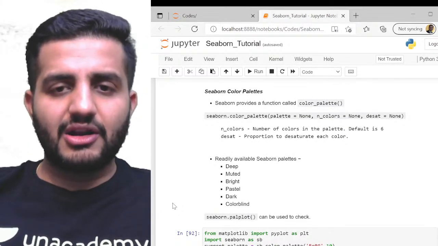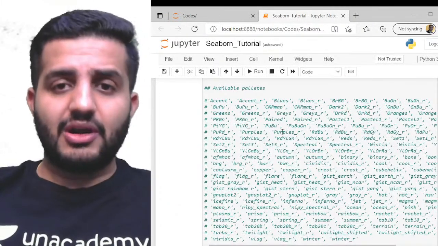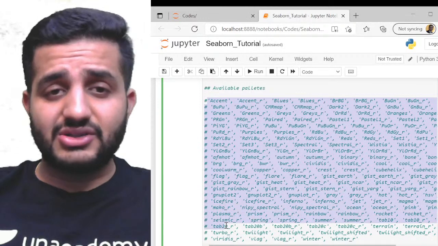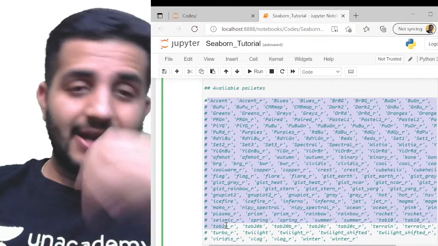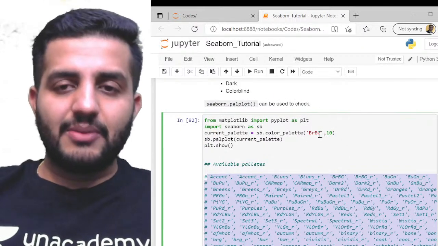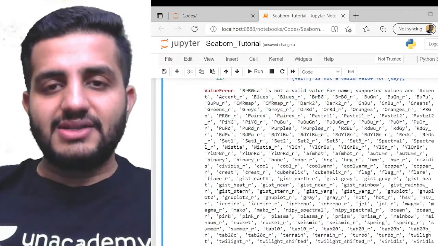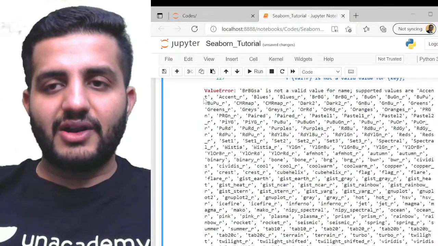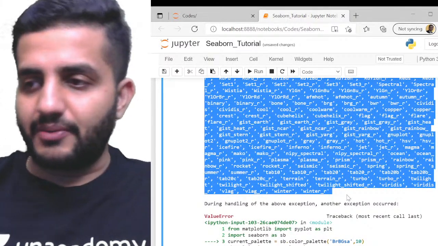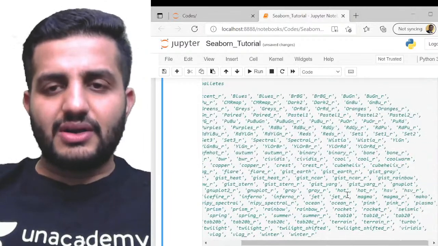We discuss color palettes. Seaborn comes with a lot of available palettes. Here is an exhaustive list of palettes. You can get this list online, or even if you just put in a wrong name, any random name will give you an error. For example, I'll show you. It will give you an error, and in this error you'll be able to see the list of available things which you can use as a color palette. So again, a very good thing, you can always try it.